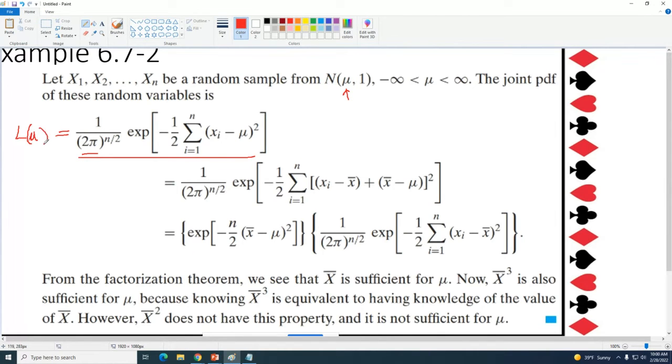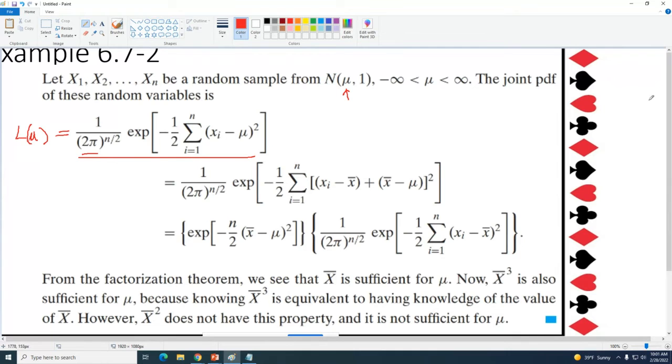Right? So if you only have x1, that's 1 over root of 2 pi e to the negative x1 minus mu squared over 2. If you only have x2, it's 1 over root of 2 pi e to the negative x2 minus mu squared over 2. Each one has the e to this power, and each one has 1 over root of 2 pi. So they all are raised to the power n, and this is a summation in the exponent. This is really the multiplication of all these densities, and that's our likelihood function.